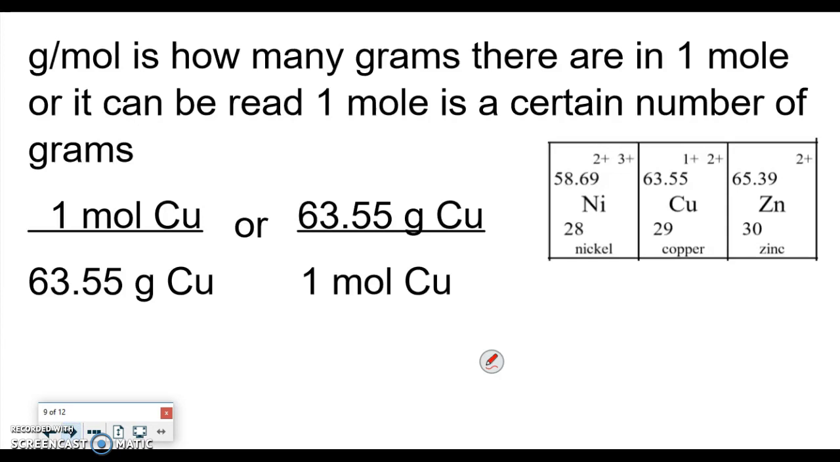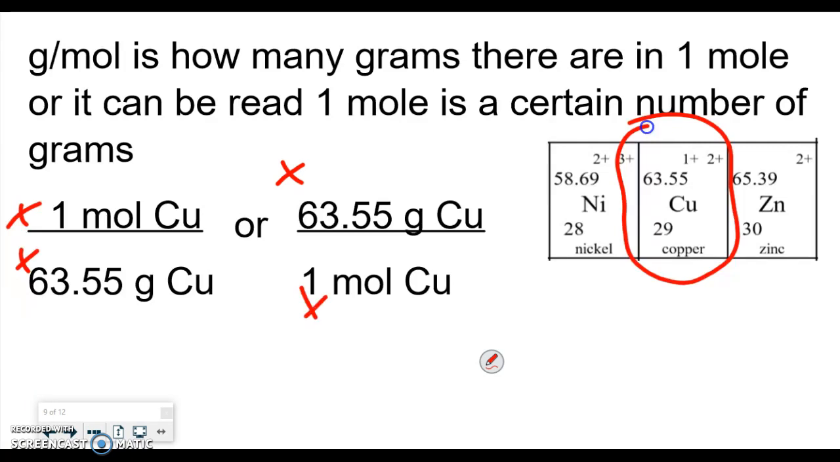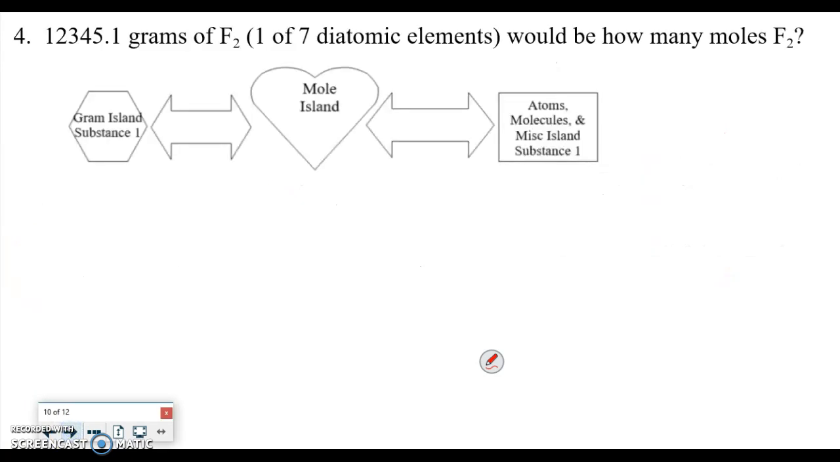A couple things you will need to know is that grams per mole is how many grams there are in a mole, or it can be read as 1 mole is a certain number of grams. So if we look at copper right here, we could say 1 mole of copper is 63.55 grams, or we could say 63.55 grams is 1 mole of copper. And we can use that as an equation in our factor label problems.